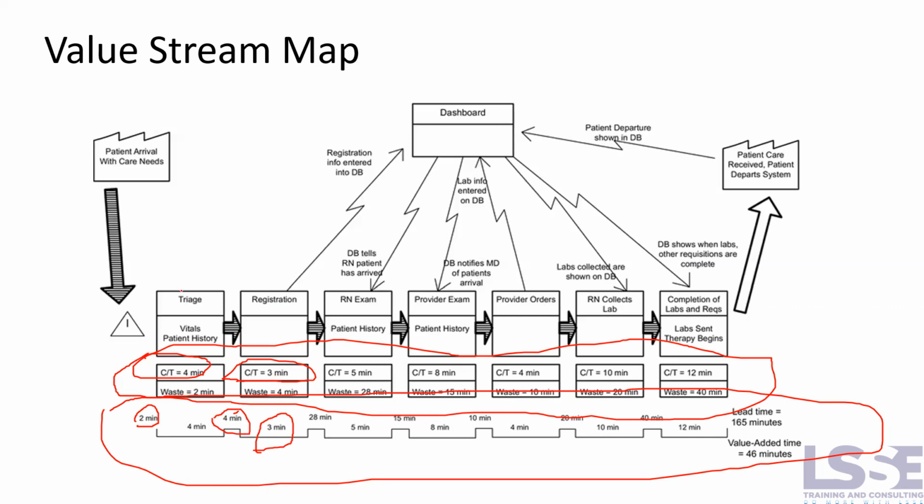So after triage to registration, the waiting time is 4 minutes. And after registration, it will be the RN exam. They put here that the waiting time is 28 minutes and that the cycle time is 5 minutes. If you have this kind of information, it can tell you the total time it will take from the arrival of the patient until the departure. It says here 165 minutes, but the actual value added time is only 46 minutes. Value added time is the time where there is actual work being done.